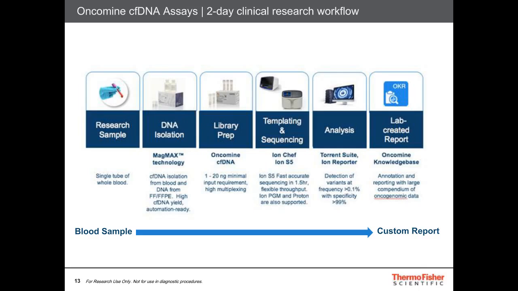And the sequencing, as per usual with the Thermo Fisher platform, is very rapid and a very flexible throughput. And we performed analysis using the Torrent Suite and Ion Reporter, and I will show that we can detect variants down to 0.1% using this platform. In addition, for those labs that have access, there is the Oncomine Knowledgebase that allows help with annotation and reporting of a large number of variants.